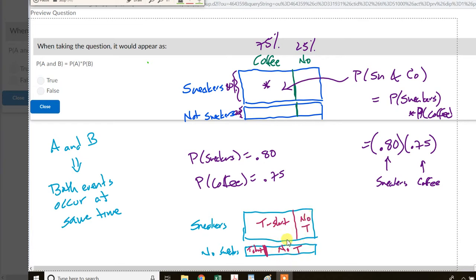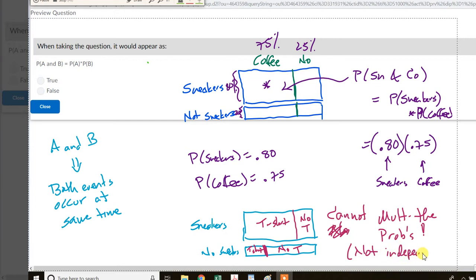In other words, we cannot just multiply the probabilities because whether or not you wear sneakers is influencing if you wear a t-shirt or not. So here we cannot multiply the probabilities to get the overall probability of both events. Why? Because they're not independent. They influence each other. Okay?